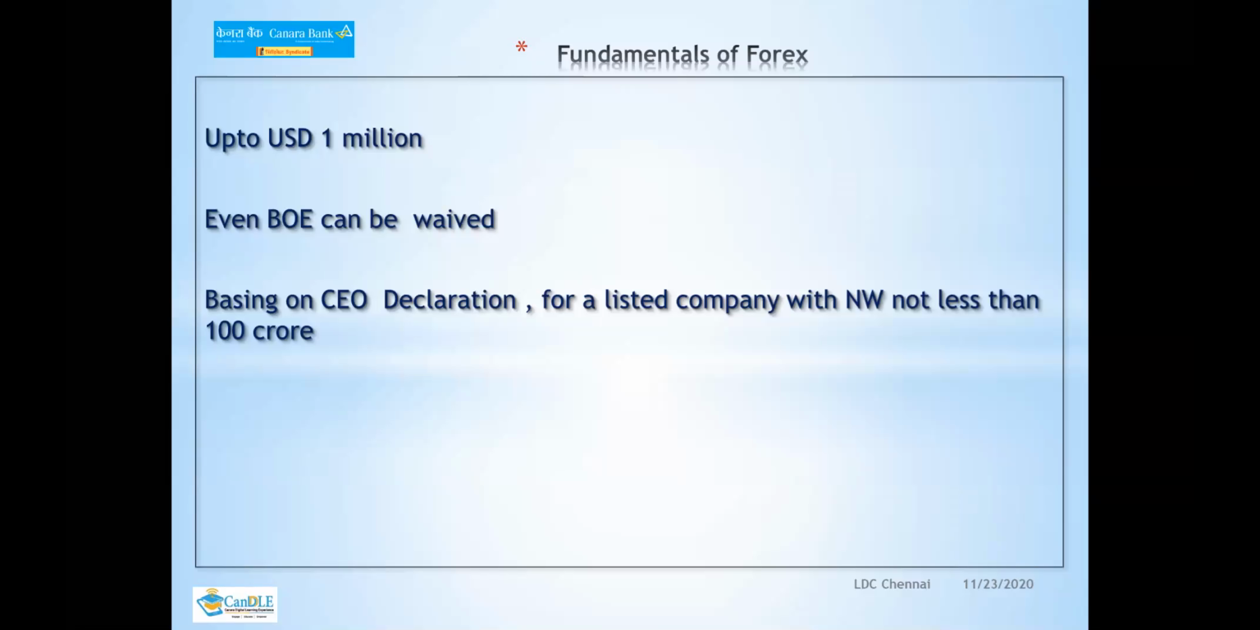Based on the CEO declaration of any listed company or IT certificate. He has submitted either one, either a CEO declaration or an IT declaration, for a listed company with net worth not less than 100 crores. So for all listed companies with net worth of 100 crores or more, based on the CEO's declaration, even though they sent money outside, we can waive submission of the bill of entry up to 1 million. This power was also given to banks itself. Very important question: you can waive bill of entry submission up to what amount? 1 million.